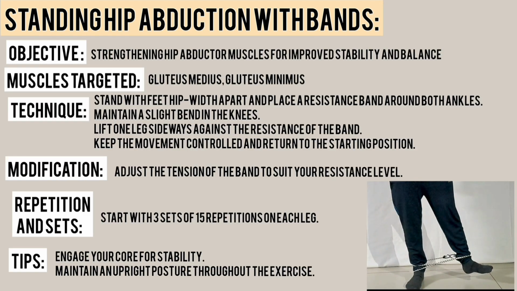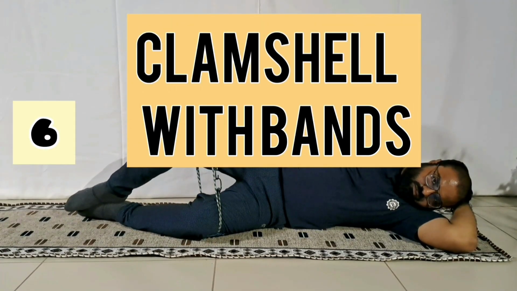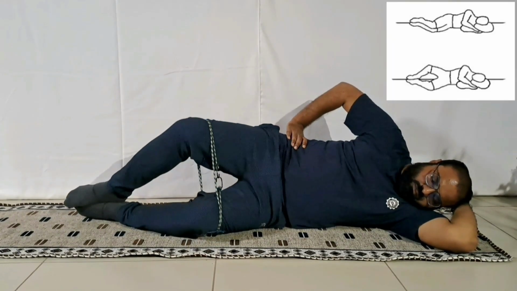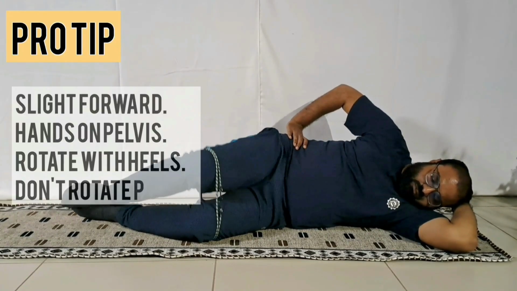Aim for 3 sets of 15 repetitions on each leg, adjust as needed, and gradually increase the intensity as you get stronger. For the next exercise, the clamshell, grab your bands and let's get started. Secure the resistance band just above your knees. Now lie on your side with hip and knee bent at a 45-degree angle.